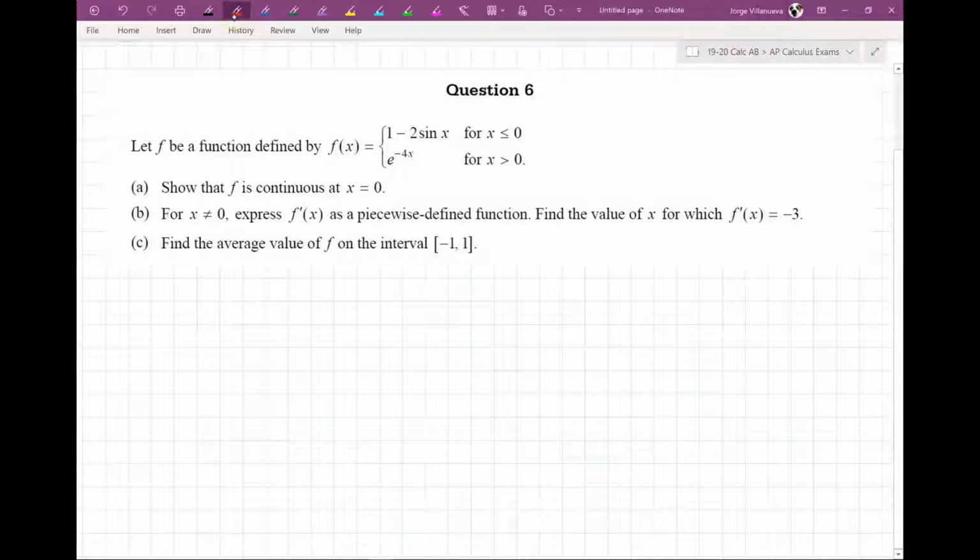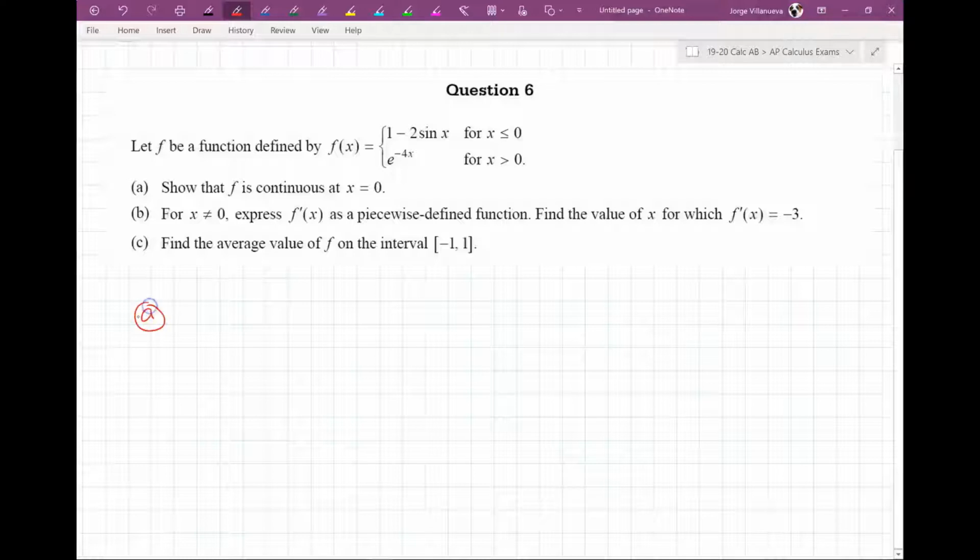Let's read the question. It says, let f be a function defined by f of x, which is equal to, it's a piecewise function, 1 minus 2 sine x for x less than or equal to 0, and e to the negative 4x for x greater than 0. First part says, show that f is continuous at x equal to 0.